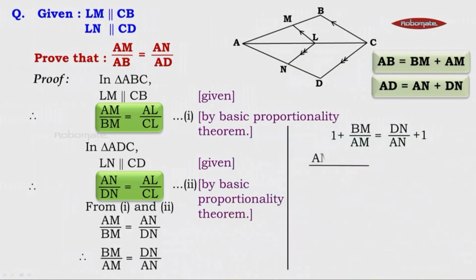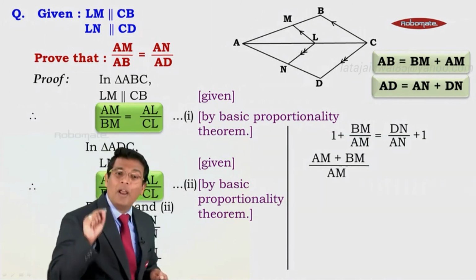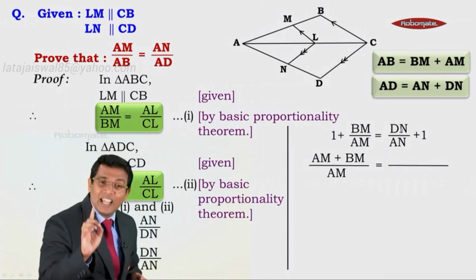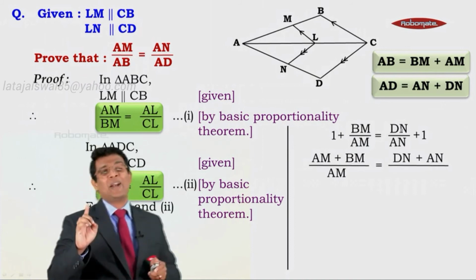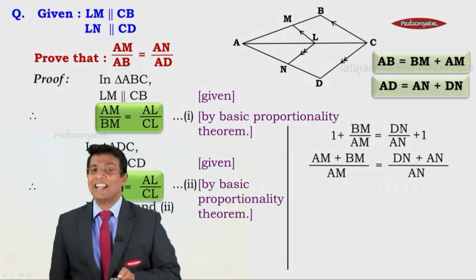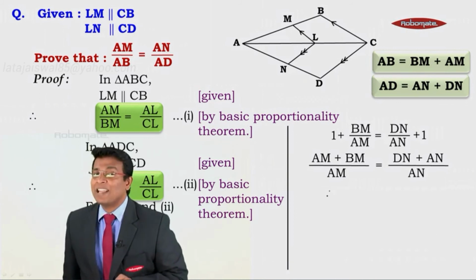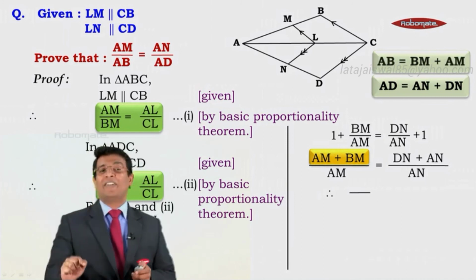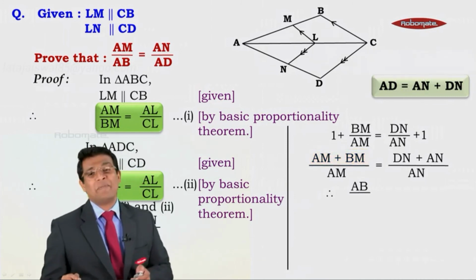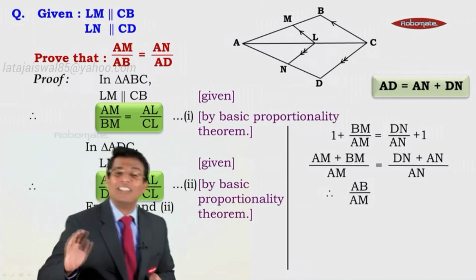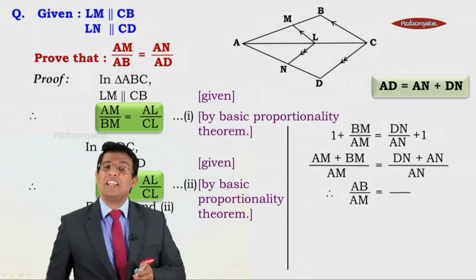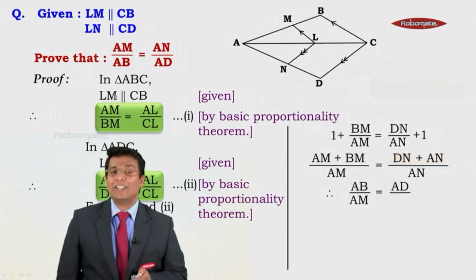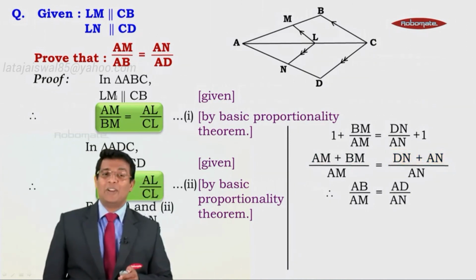What do we get now? When we take the LCM, we'll get AM plus BM upon AM is equal to, on the right hand side, DN plus AN upon AN. Beautiful, right? Now you know what AM plus BM is. It's already there. It is nothing but AB. So we have AB upon AM. On the right hand side, observe what DN plus AN is. DN plus AN is nothing but AD, and in the denominator we have AN.